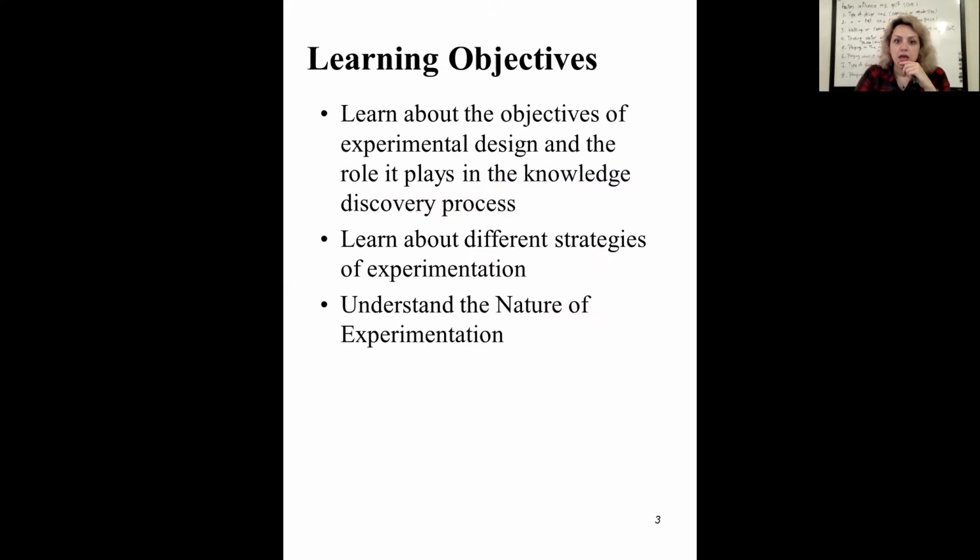Okay, here are our learning objectives. We want to learn about the objective of experimental design and the role it plays in the knowledge discovery process. We will learn about different strategies of experimentation. We have 3 main strategies of experimentation, which I'm going to go through with an example. And then we want to understand the nature of experimentation.